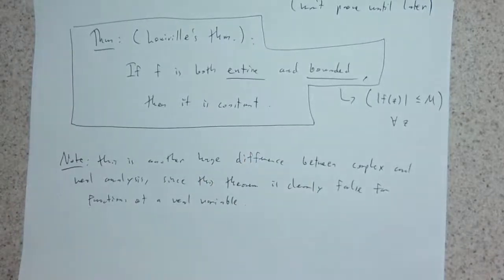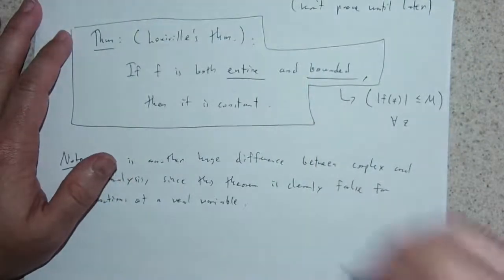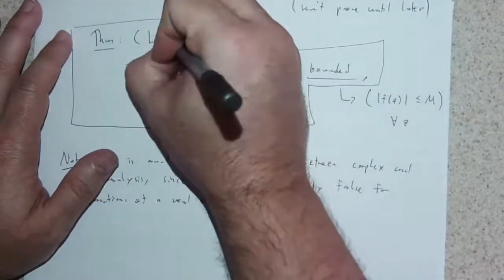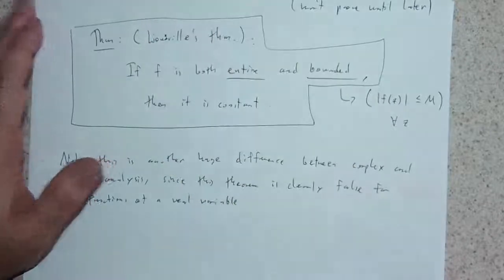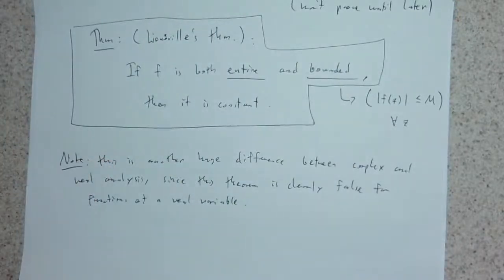So how do I see that this is clearly false? Well, I misspelled the name here of Liouville's theorem. So the i goes before. There we go. Knew something was wrong there. Okay.